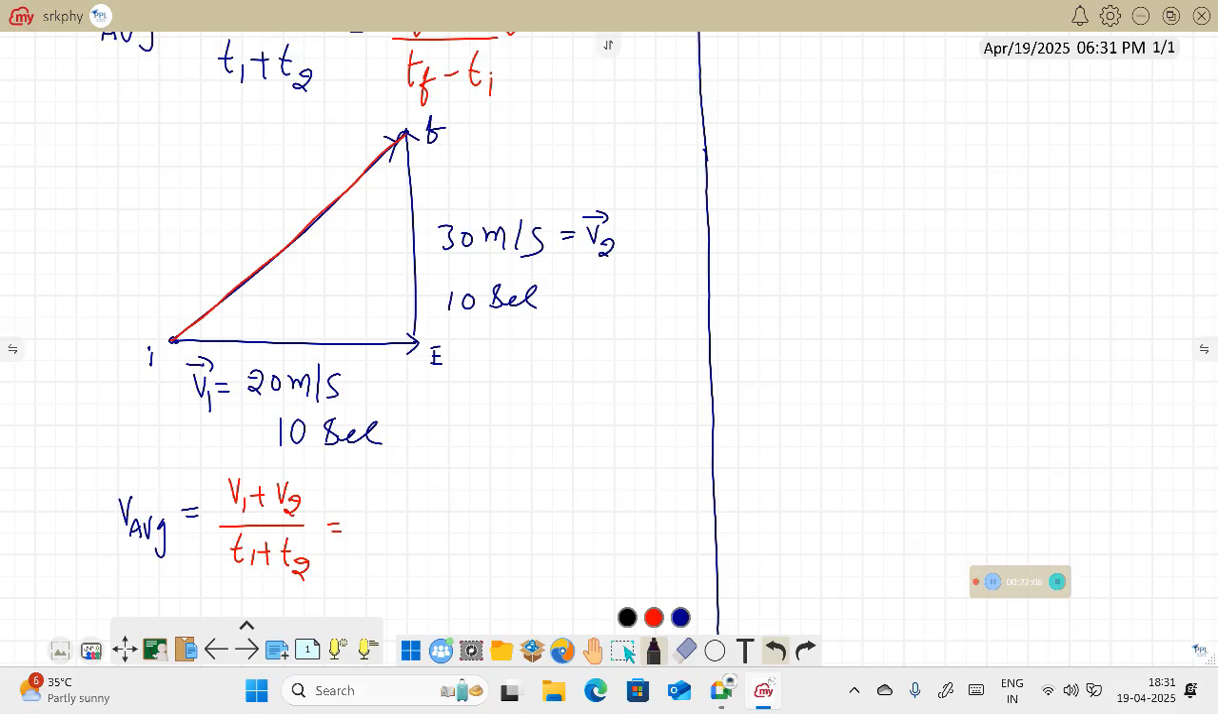So what is v1 plus v2 in this case? Distance is same or different? Same? No, sir. Because time is same means distance will be different. So we can use the average speed formula. So that means how much value? 20 plus 30 by 10 plus 10. That is equal to 50 by 20. I can take it as 0, 0 get cancelled. That is 2.5 meter per second. That is the average velocity of this.